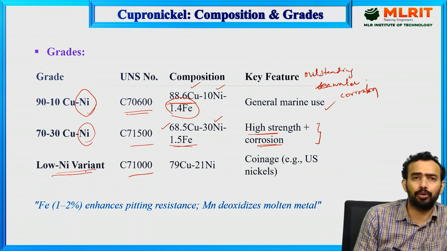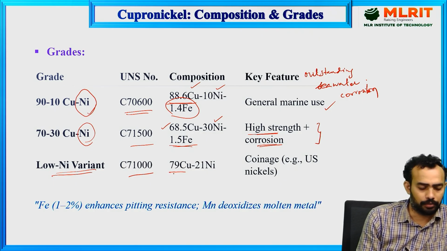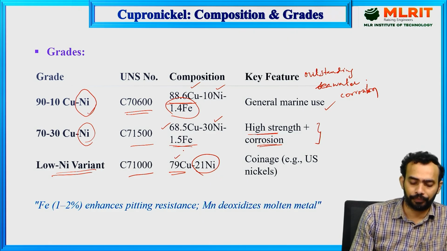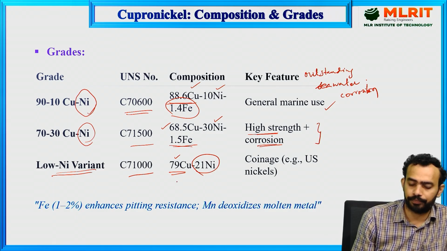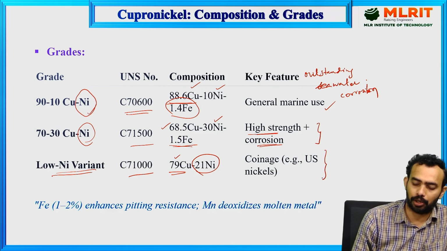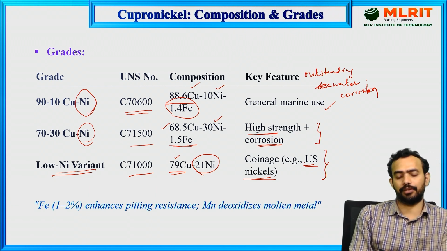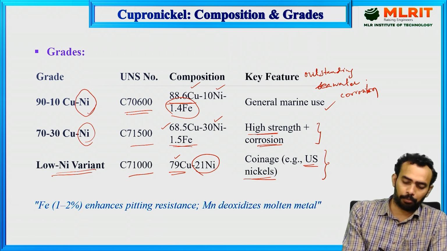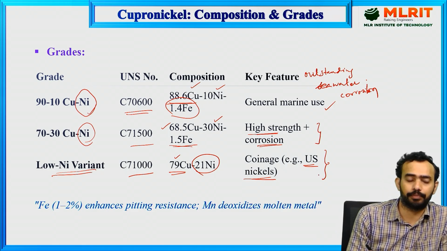And then we have the very low nickel variant grade, where, even though it is a low variant, it has 21% nickel and 79% copper. There are no other alloying agents, and it is basically used in coinage for making coins, mostly in the US. So this is also called US nickels.